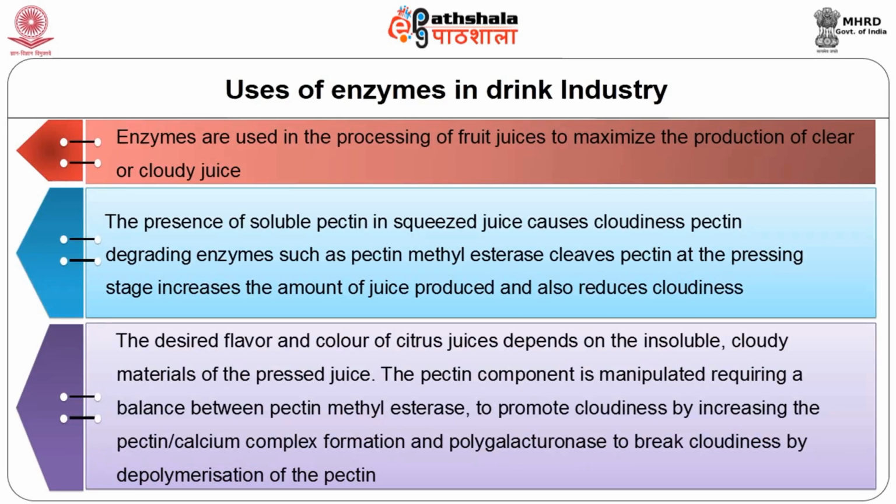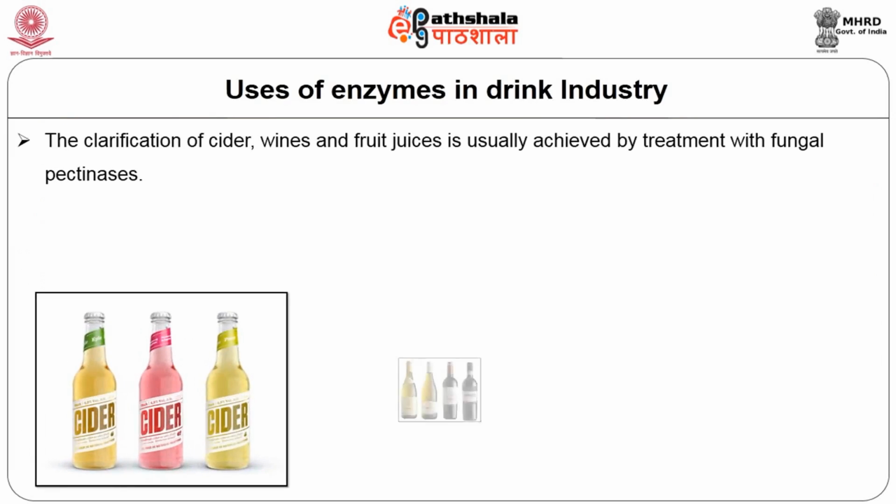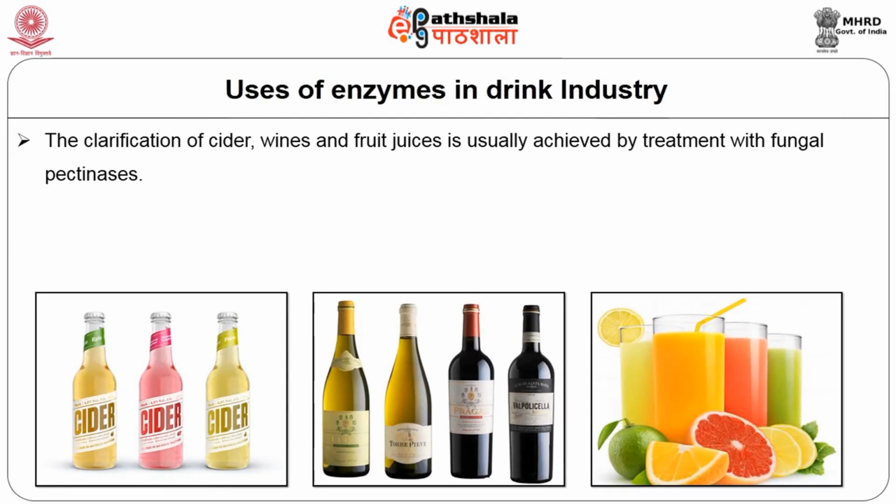The pectin component is manipulated, requiring a balance between pectin methyl esterase to promote cloudiness by increasing the pectin calcium complex formation and polygalacturonase to break cloudiness by depolymerization of the pectin. The application of enzymes in these processes is superficial. The clarification of cider, wines and fruit juices is usually achieved by treatment with fungal pectinases.